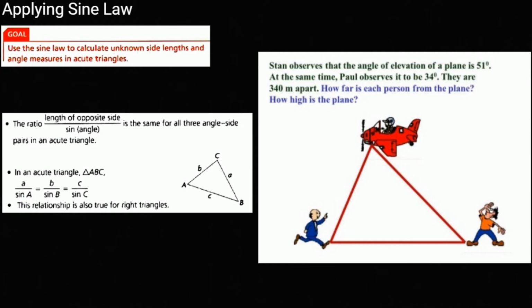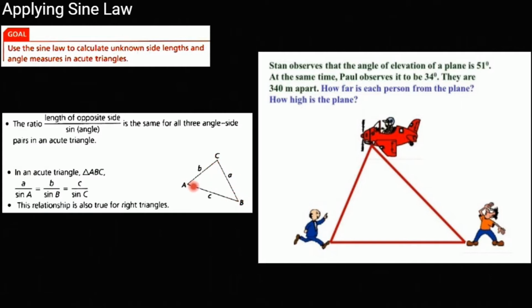In this video, I'm going to talk about how to apply sine law on the real questions. The goal is to use the sine law to calculate unknown side length and angle measure in the acute triangle. What is sine law? So look at this acute triangle ABC.